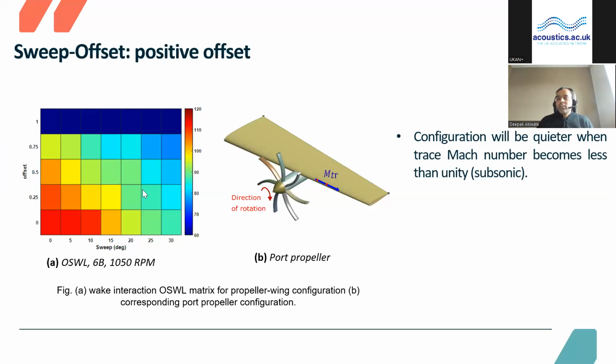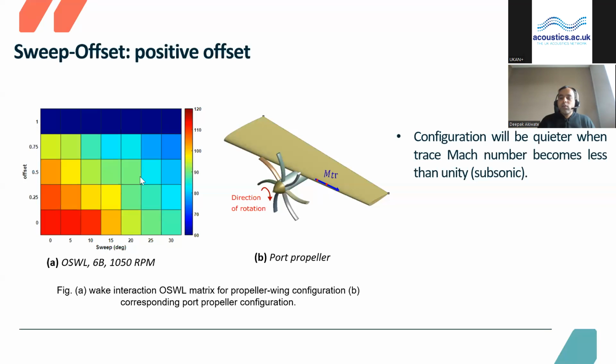So this wake interaction noise source can be related to the trace tip Mach number along the wing leading edge. When the rotor is rotating, there is an interaction point which goes along the wing leading edge. When the velocity of that trace point becomes subsonic, you will get a lower noise configuration.